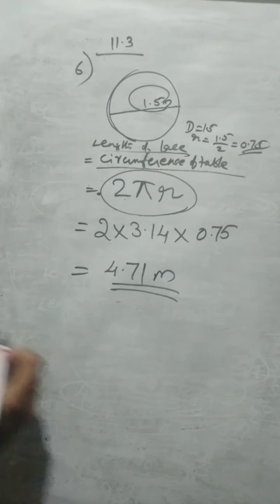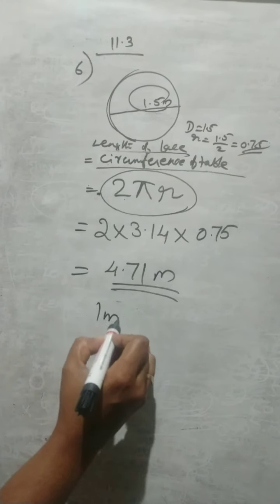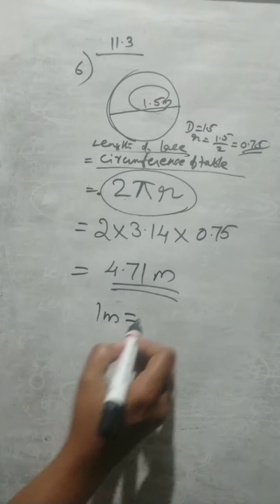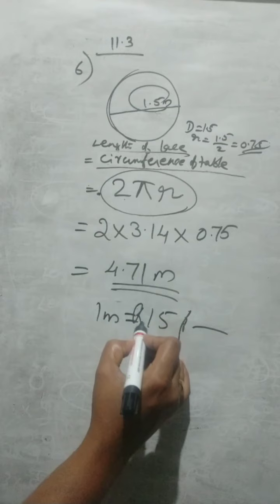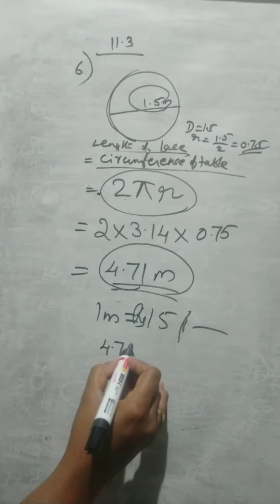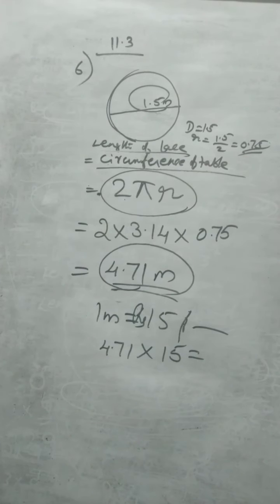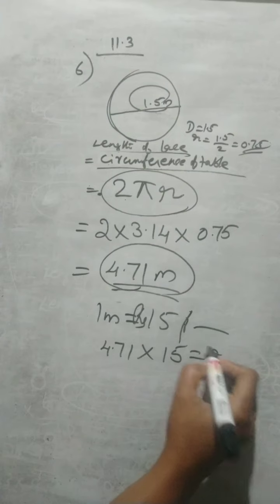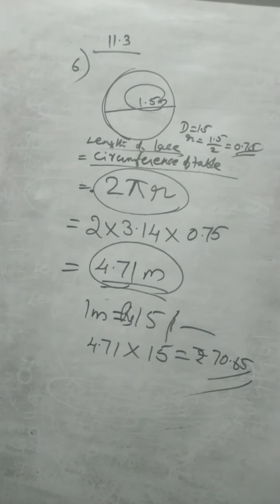Then we have to find the cost of this lace. Cost of 1 meter lace is equal to 15 rupees. Then here the total length of lace equal to 4.71. We have to multiply by 15. The answer will be rupees 70.65. 70 rupees and 65 paise. Clear?